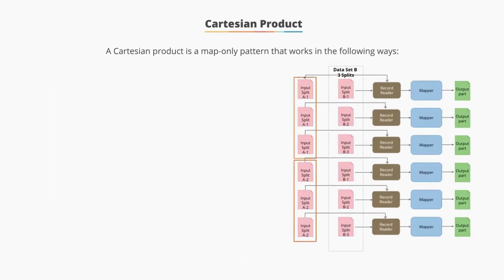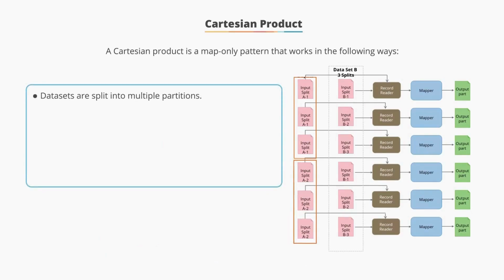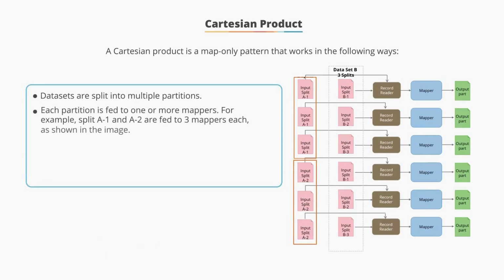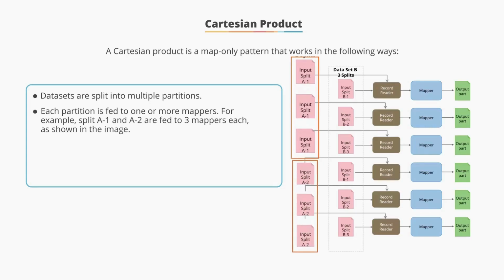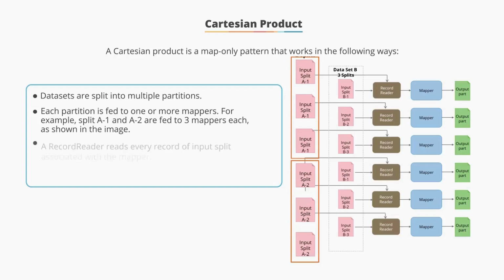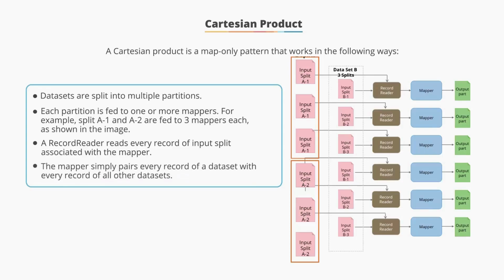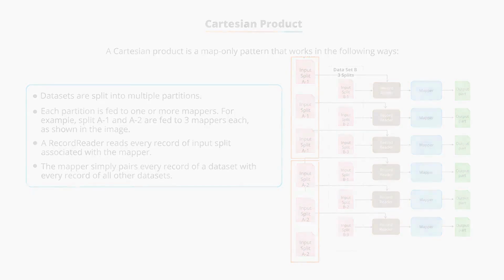The Cartesian product. A Cartesian product is a map-only pattern that works in the following ways. Datasets are split into multiple partitions. Each partition is fed to one or more mappers. For example, in the image shown here, split A-1 and split A-2 are fed to 3 mappers each. A record reader will read every record of input splits associated with the mapper. And the mapper simply pairs every record of a dataset with every record of all other datasets.